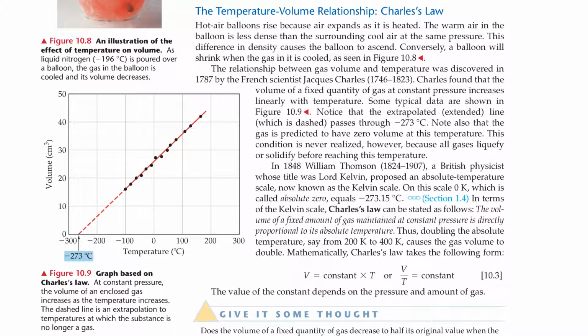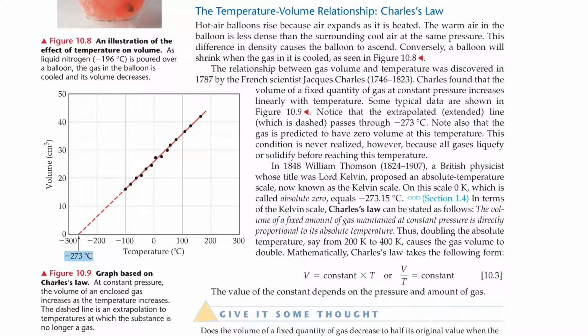Notice that the extrapolated, or extended, line passes through negative 273 Celsius. Note also that the gas is predicted to have 0 volume at this temperature. This condition is never realized, however, because all gases liquefy or solidify before reaching this temperature.